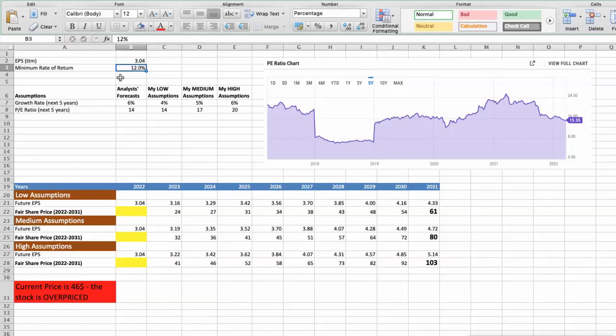For Comcast, analysts forecast growth rate around 6% per year in the next 5 years, and future P/E around 14. Again, I will use 3 different scenarios for Comcast Company: bad, average, and good.